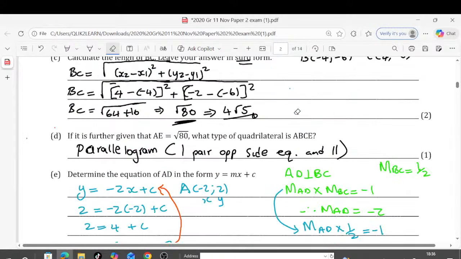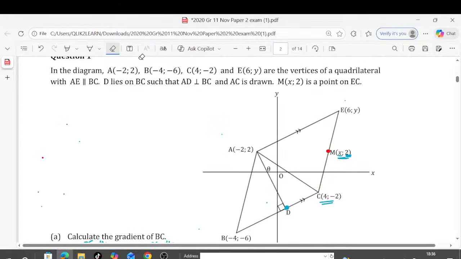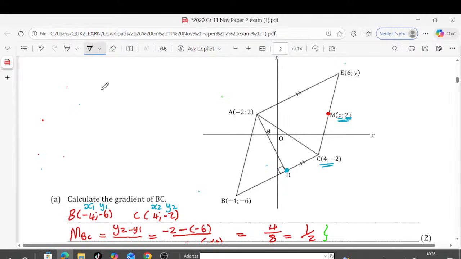ABCD. We need to find the area of A, B, C, D. So it's the area of this triangle. We know that area is equal to half base times the height. So what is the base? The base is going to be BC. So this will be half of BC. We need to multiply by the height, and the height will be AD. So I'm just going to call this AD.